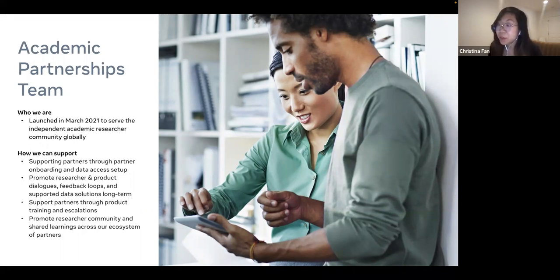We also want to support our partners through product trainings and any sort of escalations you might have around getting access to the data or having questions about the data. So setting up more programs, trainings, office hours, and support so that you have plenty of opportunities to do that. Finally, we want to help you meet other researchers in your community and set up collaborative opportunities for you to learn about what other researchers are studying or finding and making sure that you have opportunities to connect with them and collaborate with them down the line.